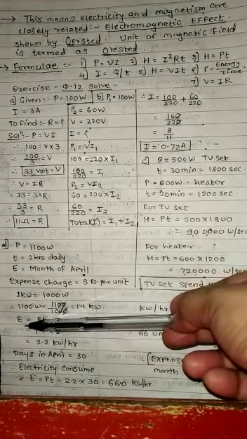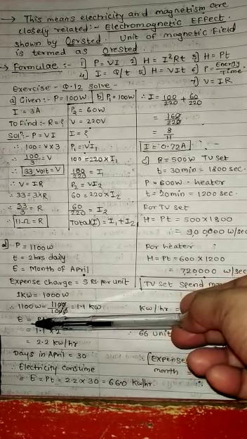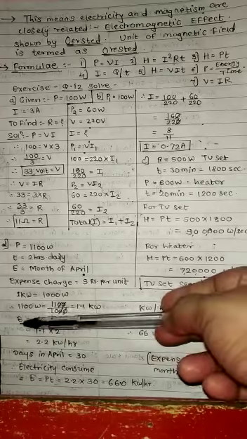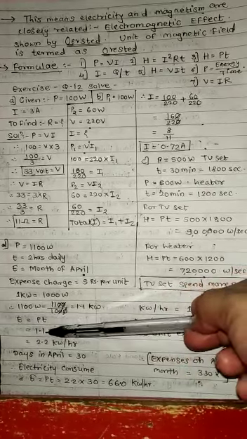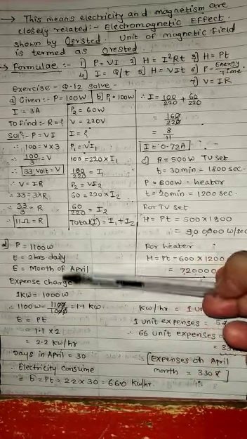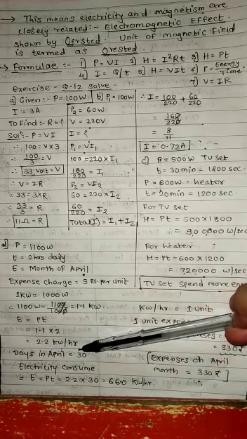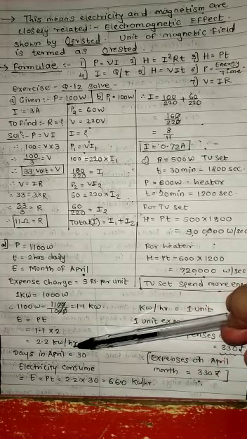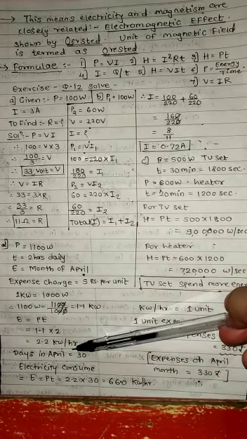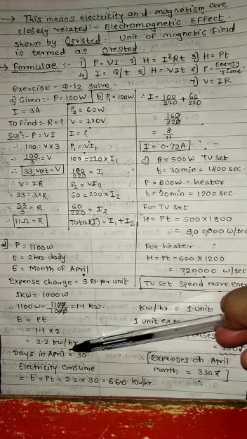Next, the formula used here is E is equal to PT. Energy is equal to power into time. Power is 1.1 kilowatt and the time is 2 hours daily. So multiply: 2.2 kilowatt hour. But here we have to find out the electricity consumed in the month of April, how much electricity is used in the April month.